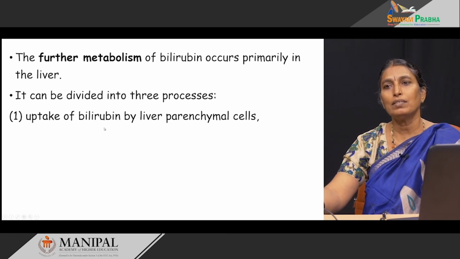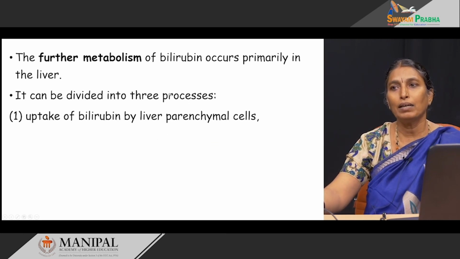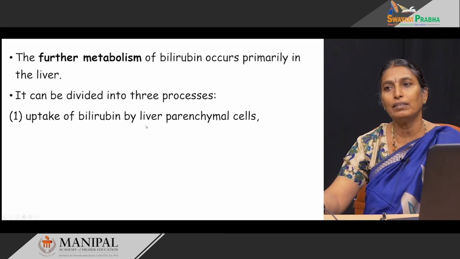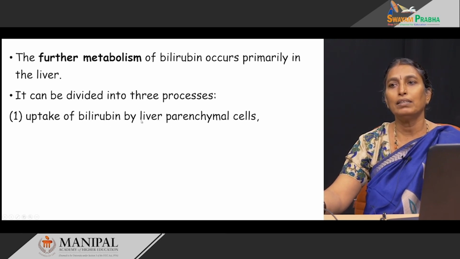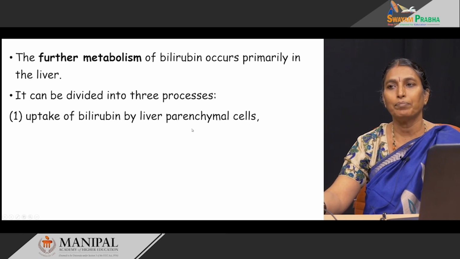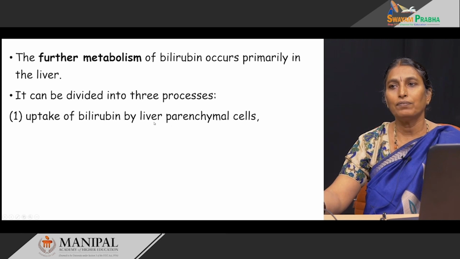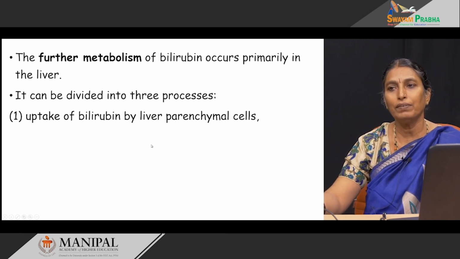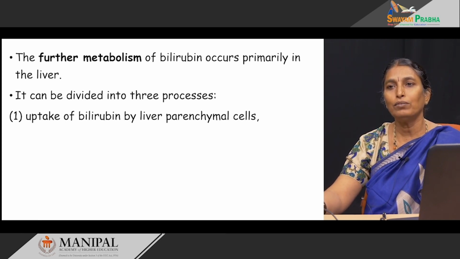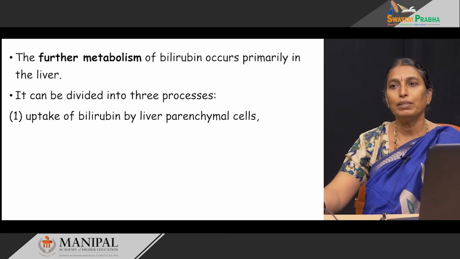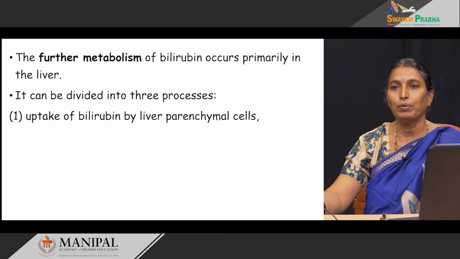The first process: when the bilirubin comes bound to albumin near the liver cells, uptake of the bilirubin is done by the liver parenchymal cell. At the sinusoidal site of the liver parenchymal cell, the bilirubin is taken up by the liver, and there other proteins bind to bilirubin, and the bilirubin will be utilized for further metabolism.